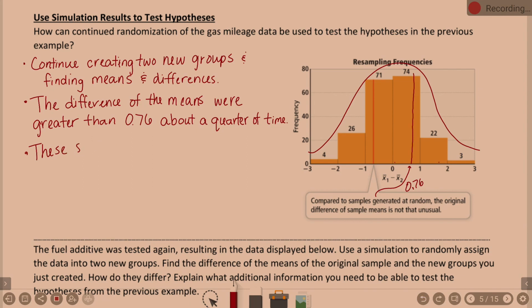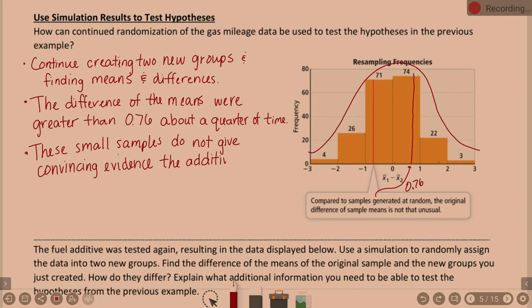These small samples do not give convincing evidence. Well, officially, they don't. Small samples do not give convincing evidence the additive worked. And with that in mind, we cannot reject the null hypothesis with this data.